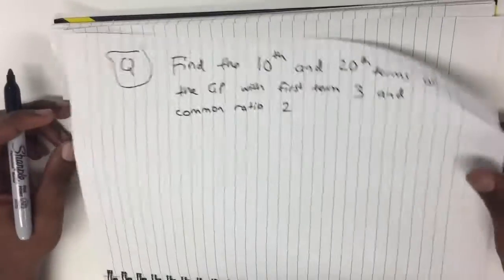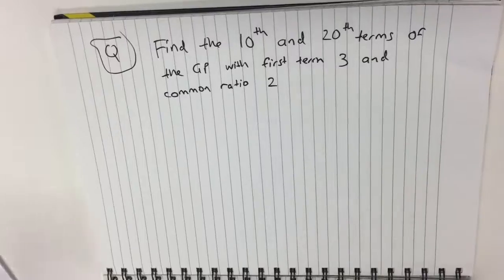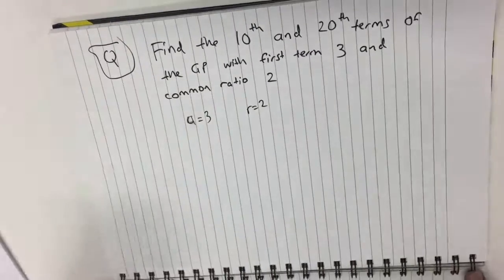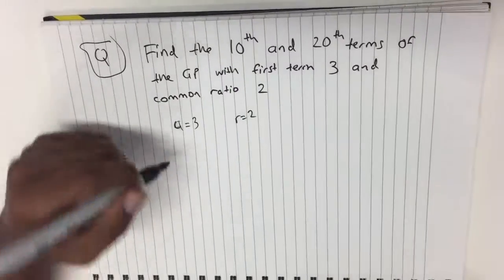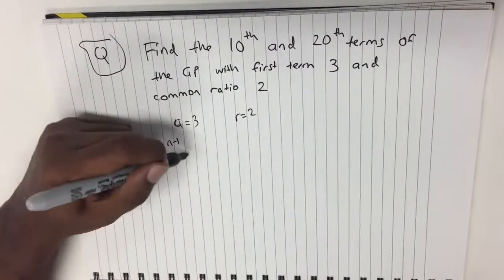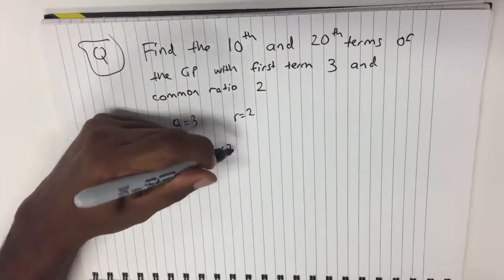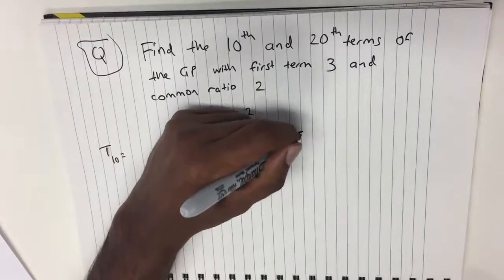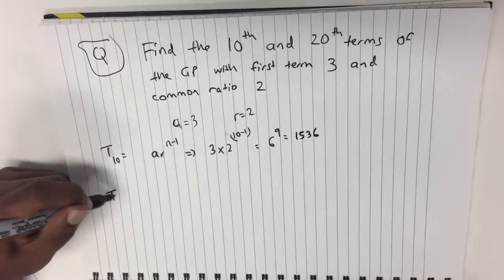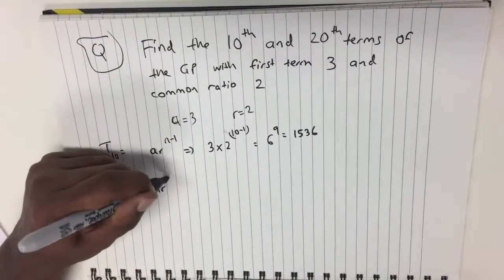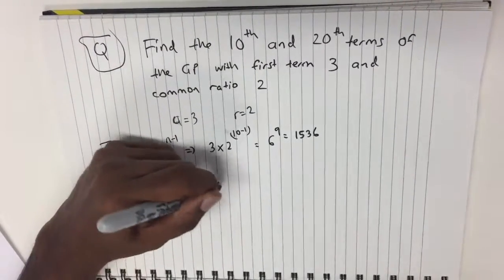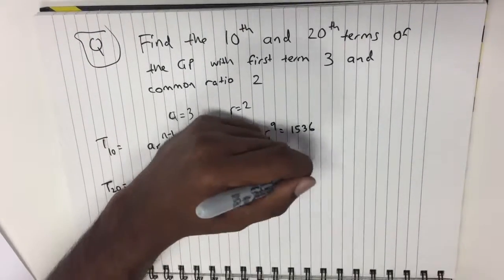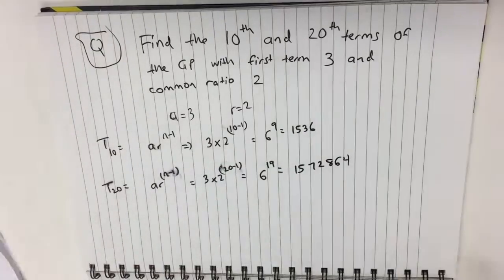Here's an example question. Find the 10th and 20th terms of a geometric progression where the first term is 3 and the common ratio is 2. Here we just apply the formula ar to the power n minus 1. You substitute the values, it becomes 1536 for the 10th term, and for the 20th term you use the same method.